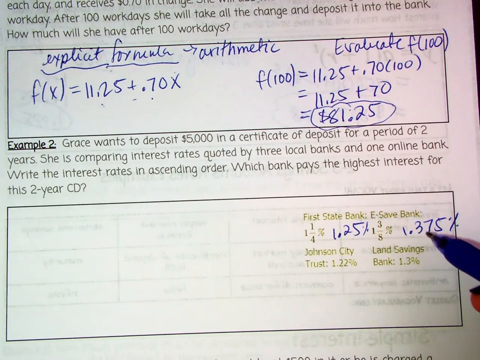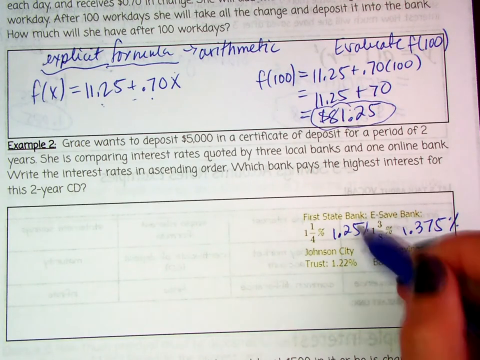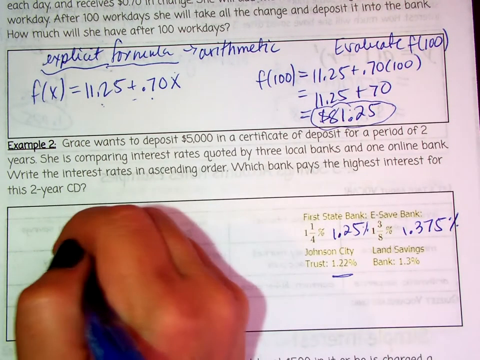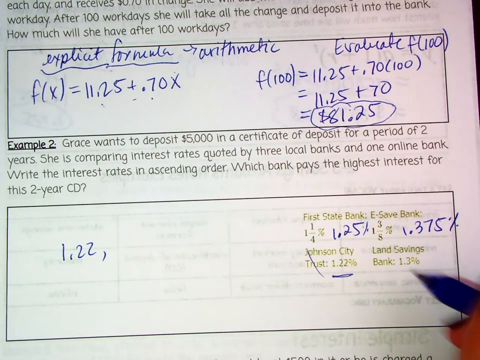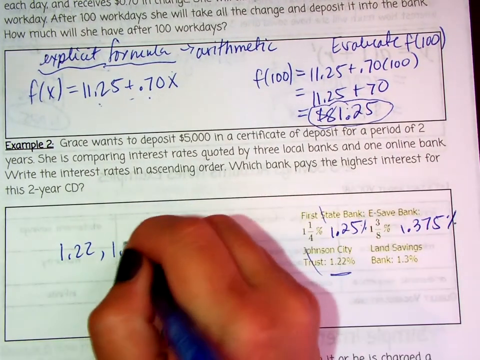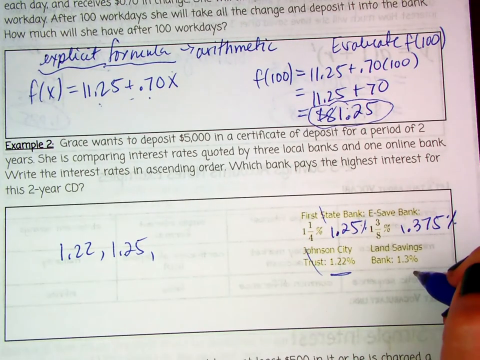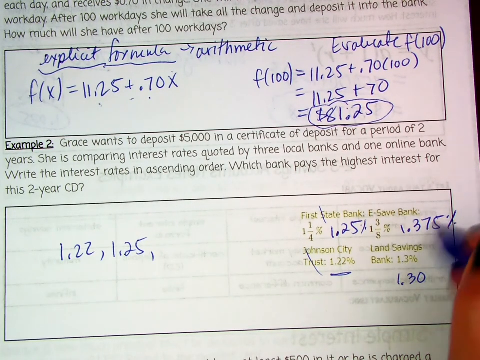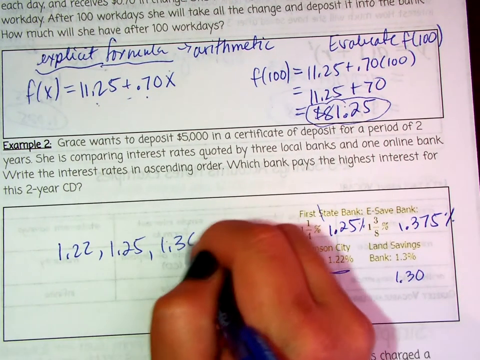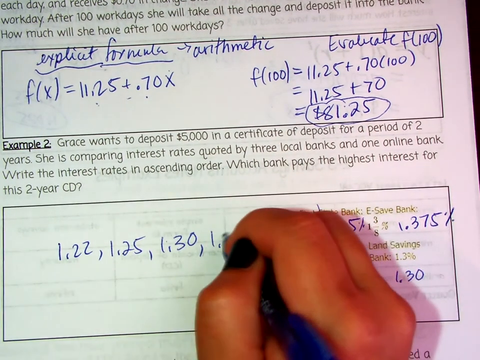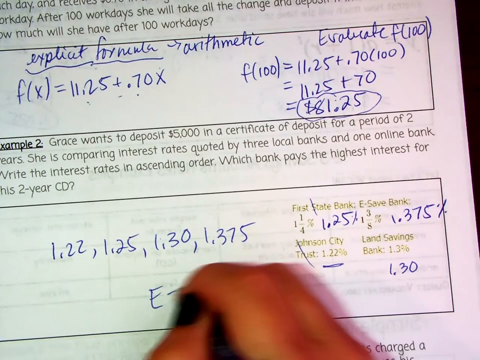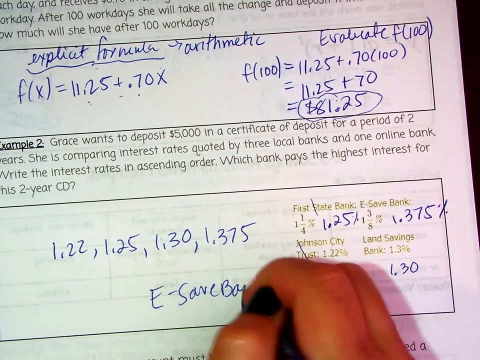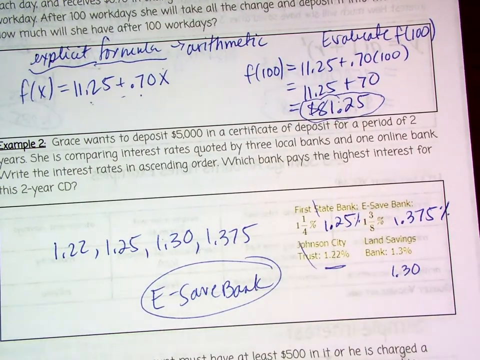So now let's just go write them in order. Which one is the least of all of them? Johnson City Trust. What's the next one? First State. What's the next one? Is 1.30 or 1.375 next? 1.30, and then finally 1.375. So which one gives you the highest? We would say that eSave Bank is the one we should go with. Okay?